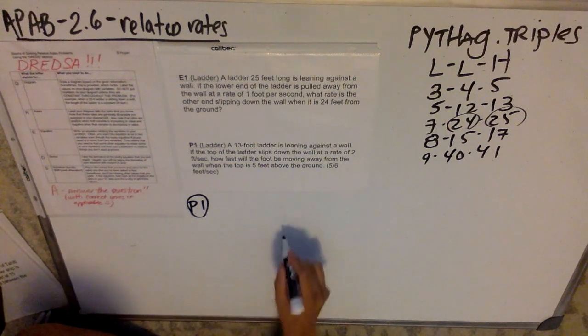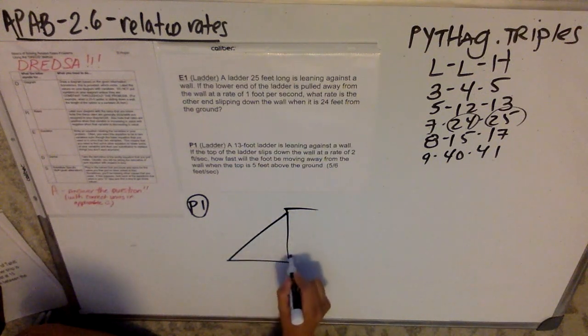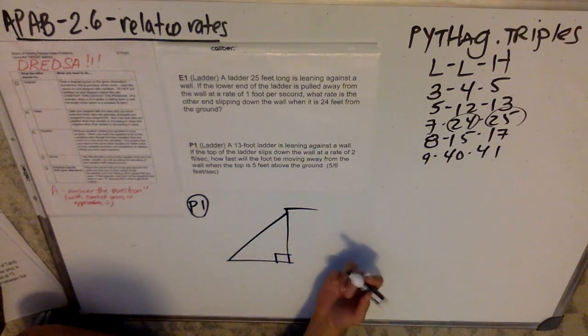So I'm going to draw my ladder going the other way just to prove to you it really doesn't matter which way I draw it. Okay, so I have this ladder. We know that the ground makes a 90-degree angle with the wall.